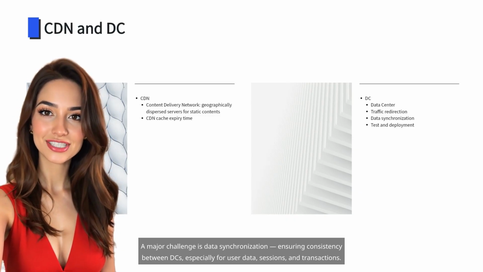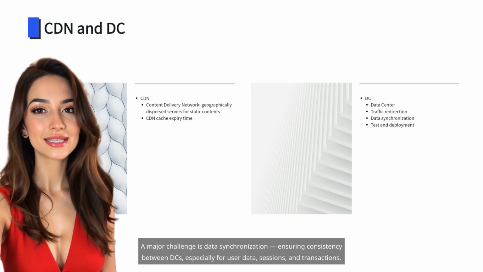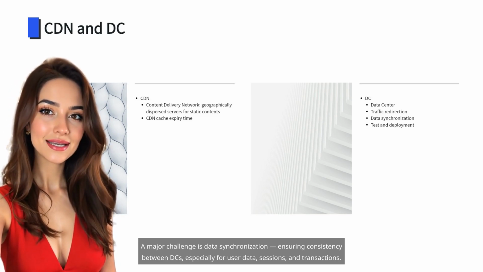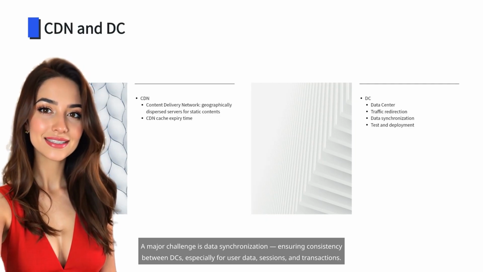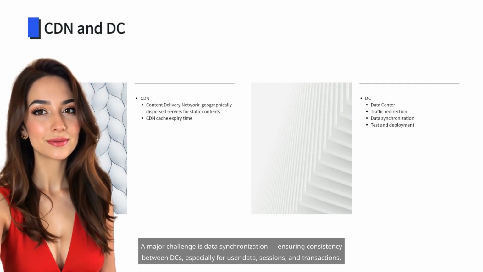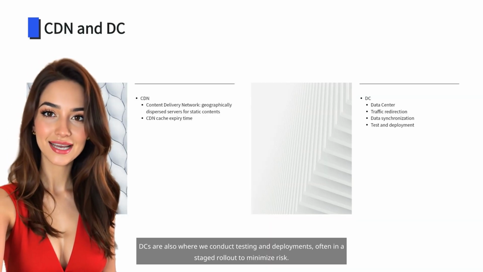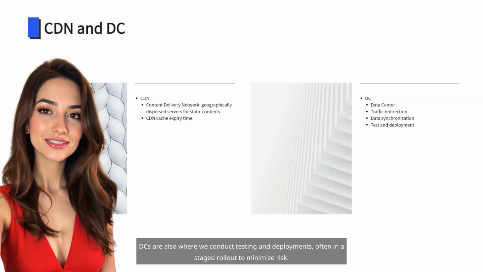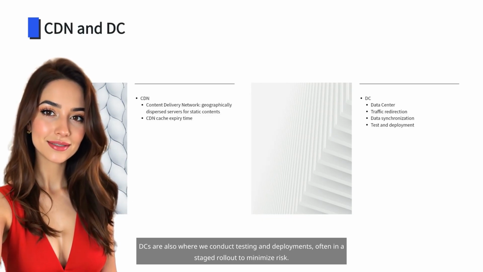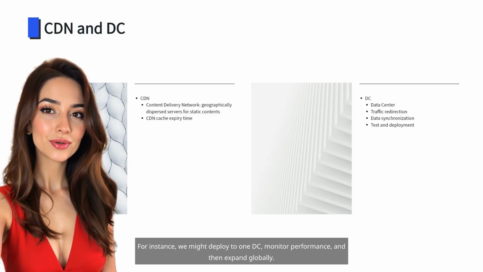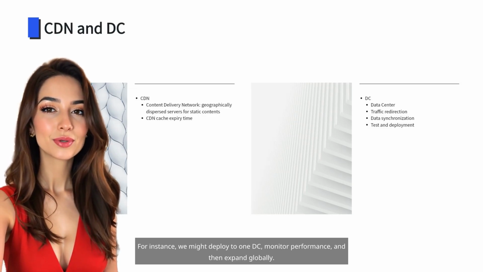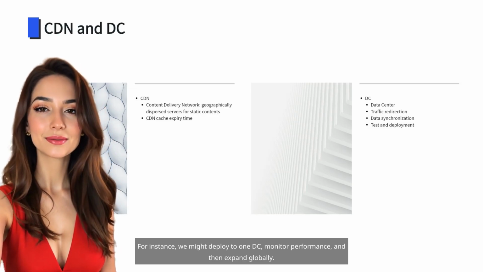A major challenge is data synchronization, ensuring consistency between DCs, especially for user data, sessions, and transactions. DCs are also where we conduct testing and deployments, often in a staged rollout to minimize risk. For instance, we might deploy to one DC, monitor performance, and then expand globally.